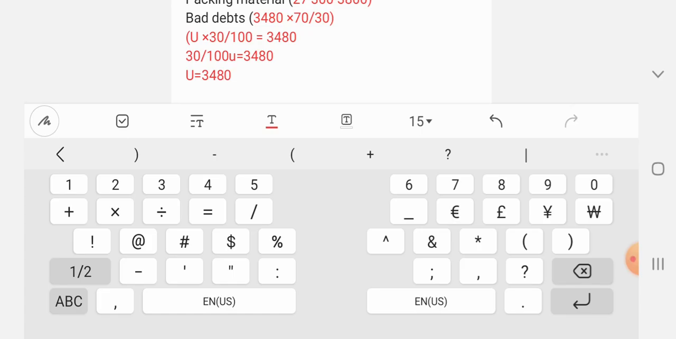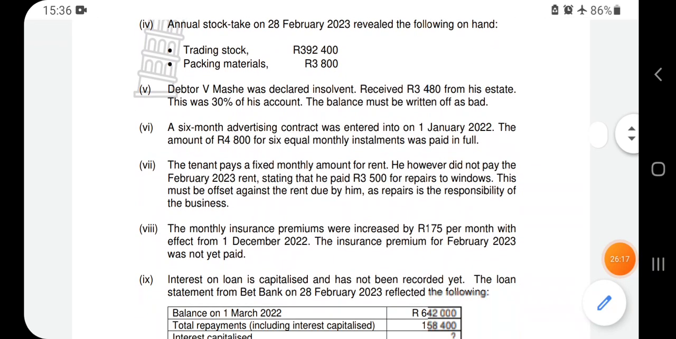U is equal to 3,480 divided by 30%. When you put that into the calculator, you say 3,480 divided by 30 divided by 100, which is 30%. You're going to get 11,600 rand. Then you take the 11,600 rand and minus 3,480, and you get 8,120. Yes, so we have dealt with that.